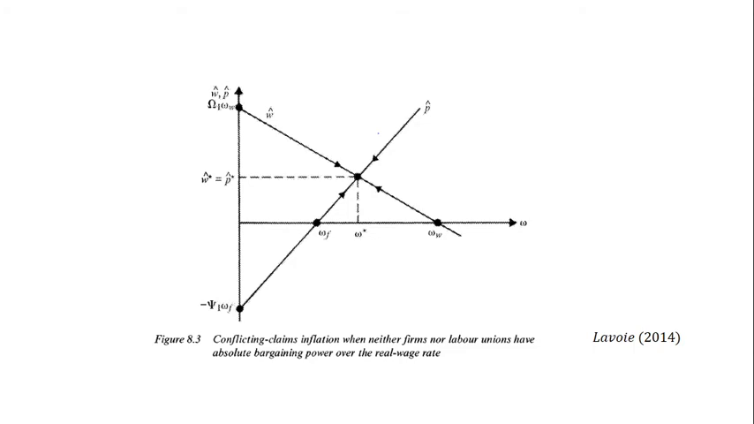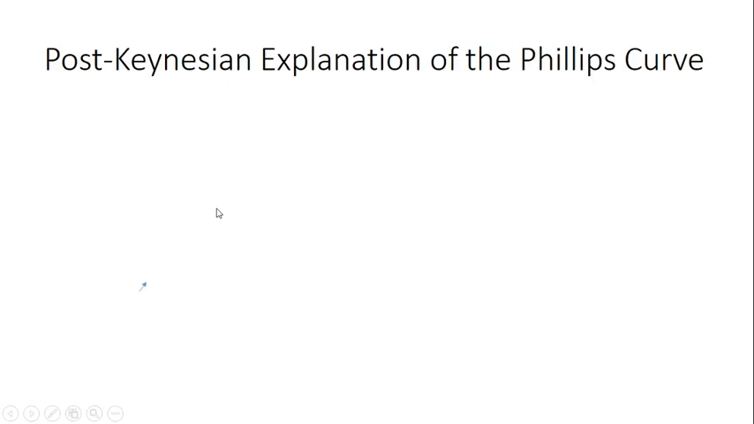Firms and workers must both negotiate, and if the claims are not mutually satisfied, then we can have a difference between the goals, which leads to an increase in wages, which leads to an increase in prices, and so on. And there's only one particular target which satisfies both sides, as depicted here.